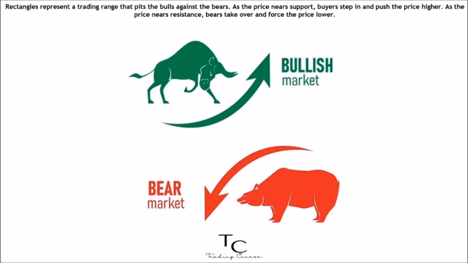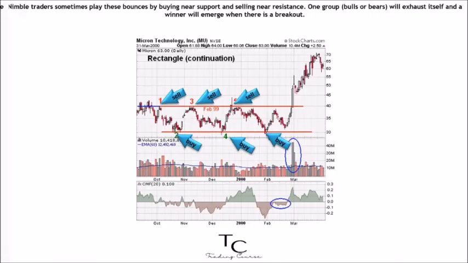As the price nears resistance, bears take over and force the price lower. Nimble traders sometimes play these bounces by buying near support and selling near resistance. One group, bulls or bears, will exhaust itself and a winner will emerge when there is a breakout.